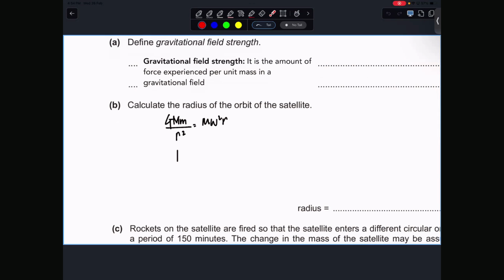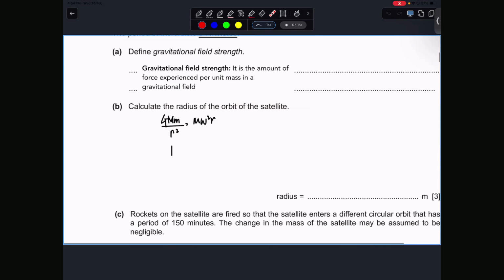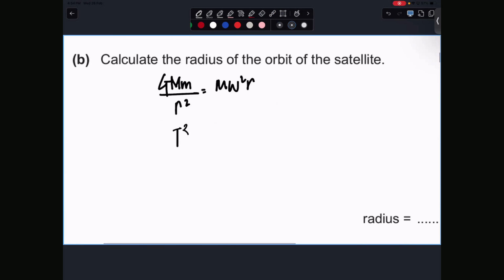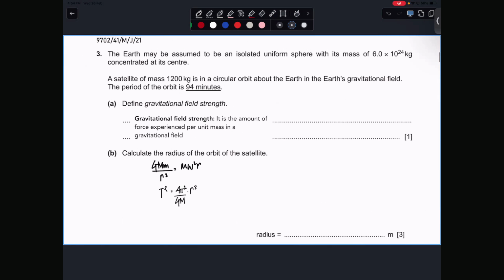All right, so what should this equation be? The simplified version. T square is equal to what? 4 pi square by GM, then r cube. What are we being asked to do here? We need to find out the radius.